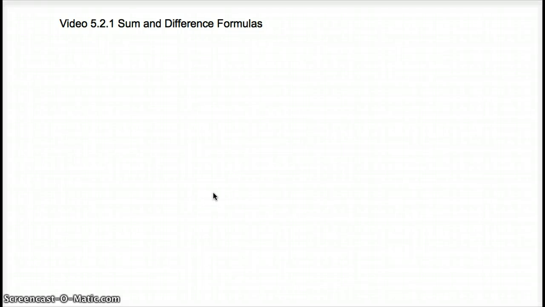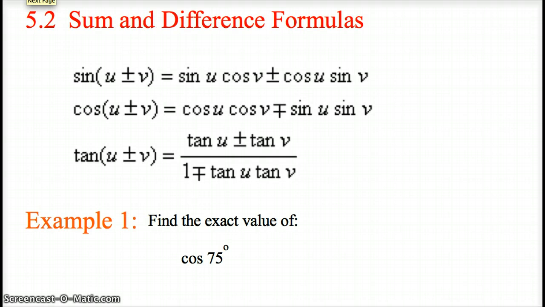This is video 5.2.1. We're looking at section 5.2 in your book, which deals with the sum and difference formula. In this video, we're going to find exact values of trig of angles that we're not familiar with, that are not on our unit circle. But we're going to use these formulas to allow us to find those values using the values that we have on our unit circle. So that's our ultimate goal, to find exact values of angles using these formulas.